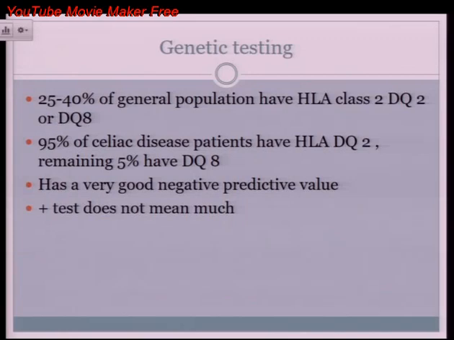Genetic testing, we talked about 25 to 40% of the general population have DQ2 or DQ8. 95% of celiac disease patients have DQ2 or DQ8. So it has a good negative predictive value, but a positive test doesn't mean much.